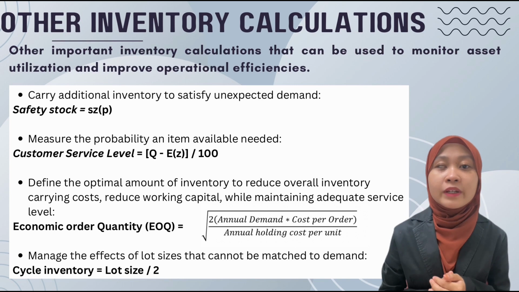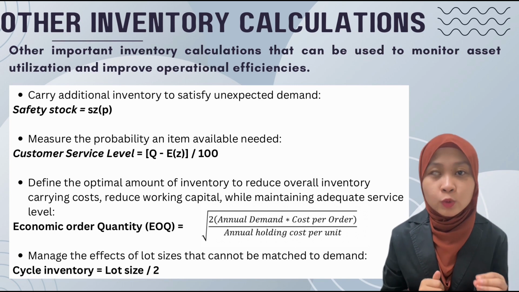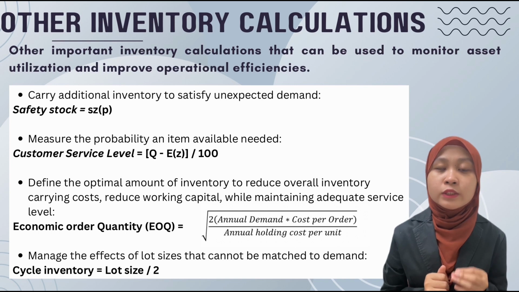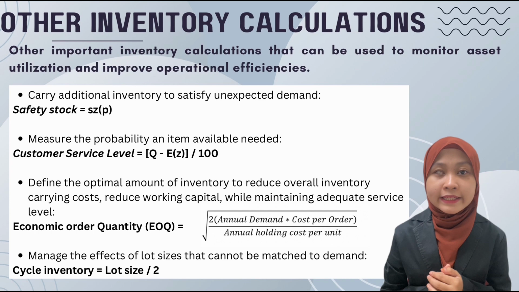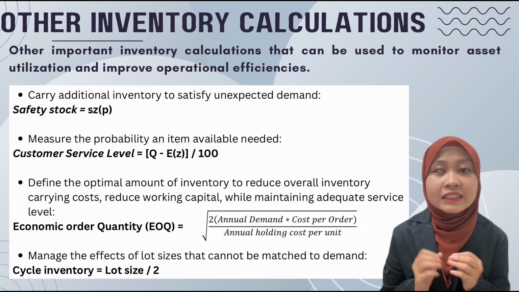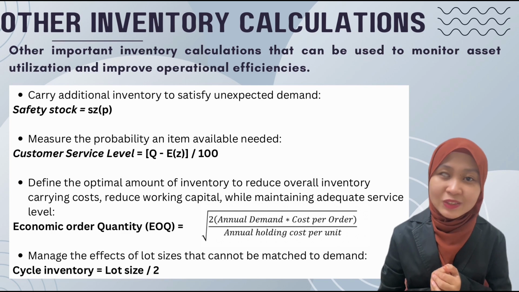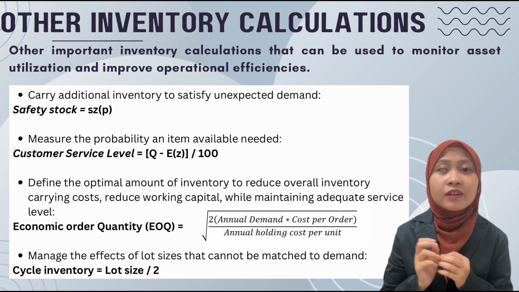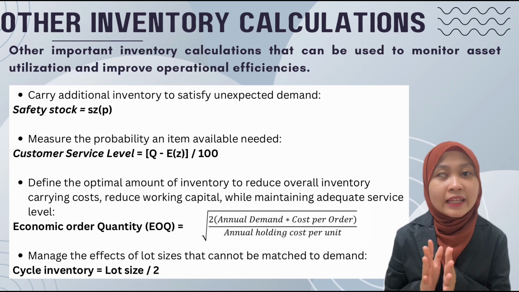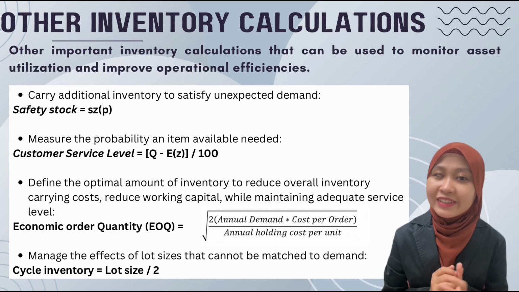Next is economic order quantity, or EOQ, which defines the optimal amount of inventory to reduce overall inventory carrying costs and reduce working capital while maintaining adequate service. This calculation is one of the best solutions to minimize the amount of inventory on hand, the cost of ordering goods, and the carrying cost of inventory.